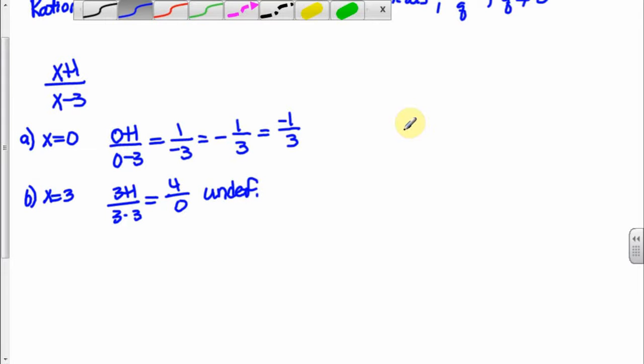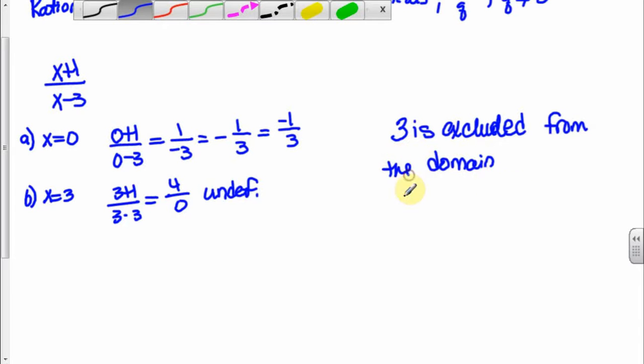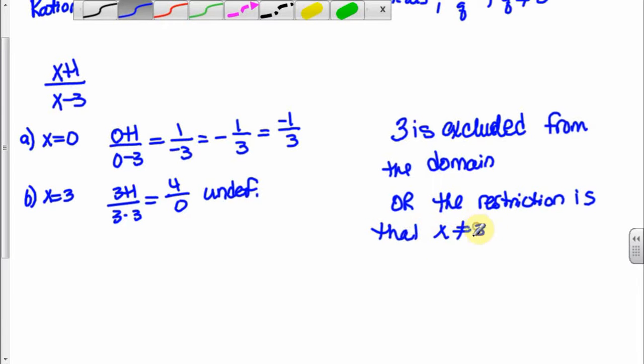So that leads us into the next little topic, which we would say on this problem, 3 is excluded from the domain, which is not how your book says it, but I'd already started my statement, so I'm going to finish it. 3 is excluded from the domain, or the restriction on x is that x cannot equal 3.